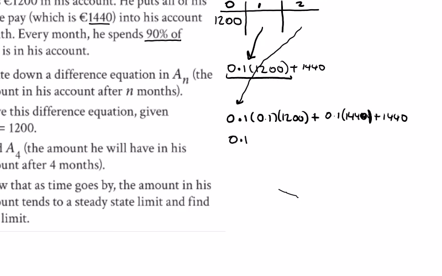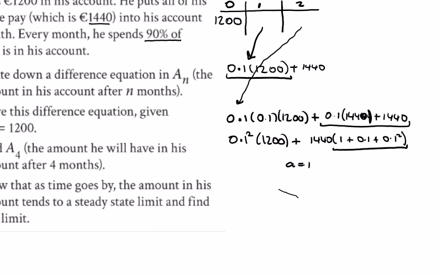So we get 0.1 to the power 2 by 1200 plus, I think we can probably see the sequence starting here, can we? It's going to be 1440 times 1 if we reverse it around, and then there's going to be repeating 0.1s, 0.1 squareds. So this is my geometric sequence. A is 1 and R is 0.1.